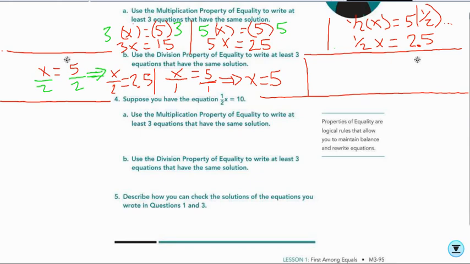Lastly, let's say x equals 5, and let's say we divide by 5 on both sides. This is then going to take me to have x over 5 is equal to 5 divided by 5 is 1. And so we have a new equation, which is still balanced.